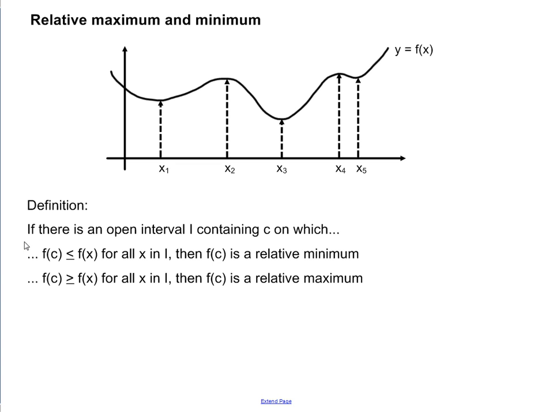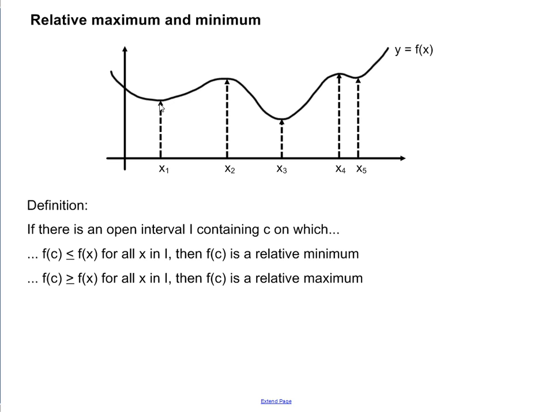Well, here is the definition. Let's say there's an open interval I containing some point c on which f of c is less than or equal to f of x for all x in that interval, then f of c is a relative minimum. We kind of have this mental picture of what we mean by minimum, so let's talk about this on a graph. There are several points on this graph that we might consider minimum.